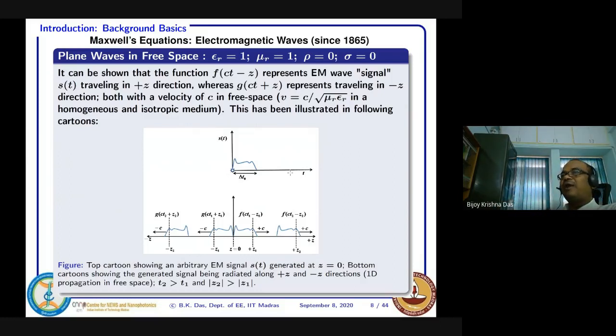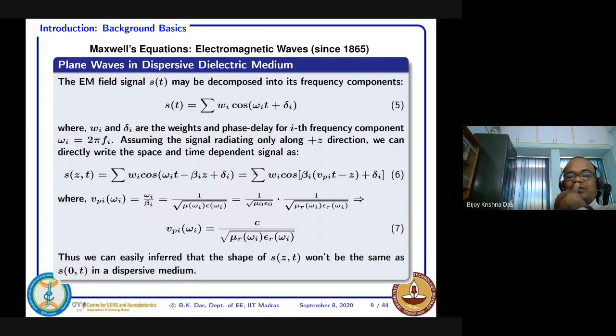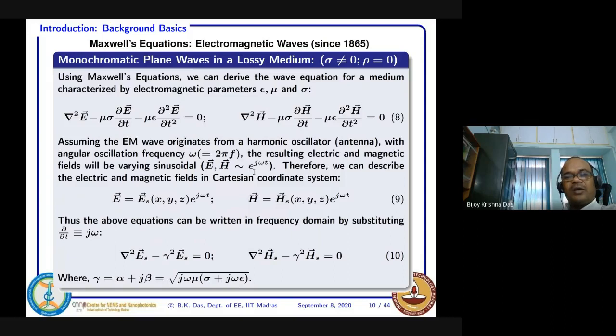Because if all frequency components are traveling with the same velocity, then there is no question of changing the shape. But if they are traveling with different velocities, then their shape will be changed. So in a dispersive medium, you will see that this signal will be changed. That is what I wanted to tell you here.